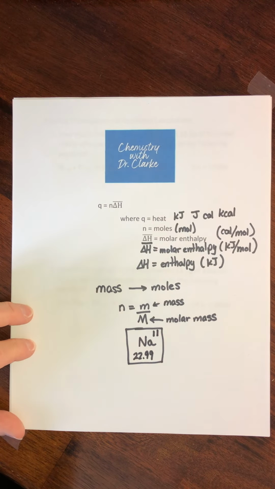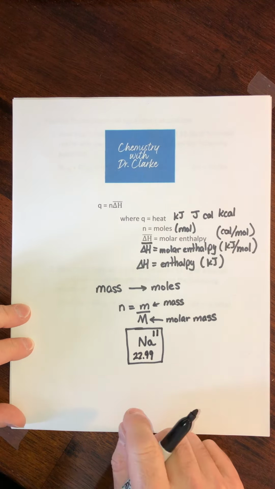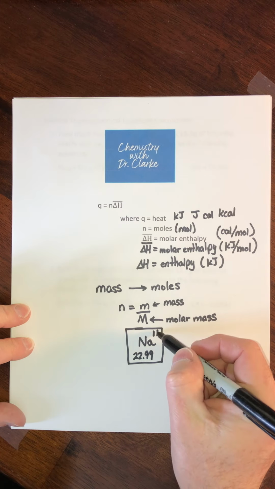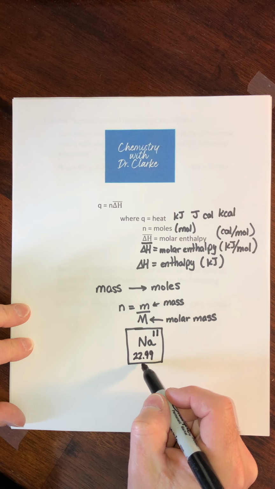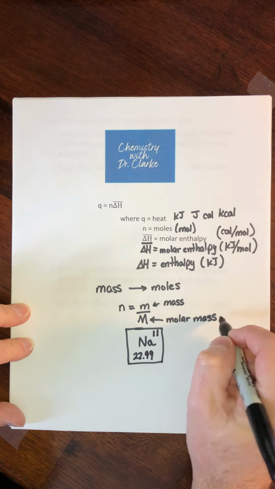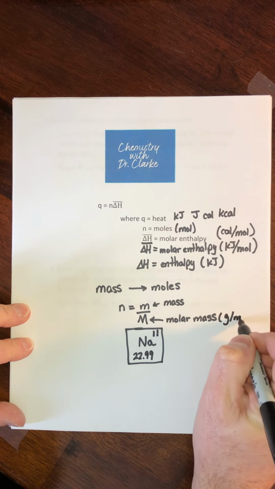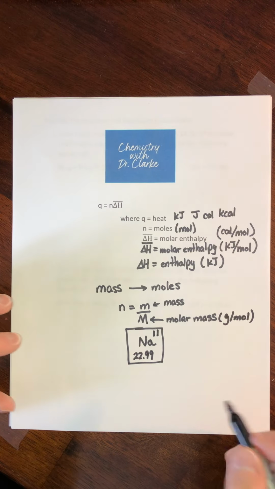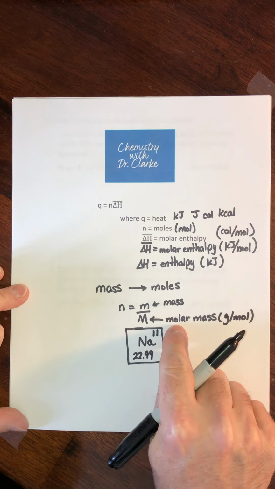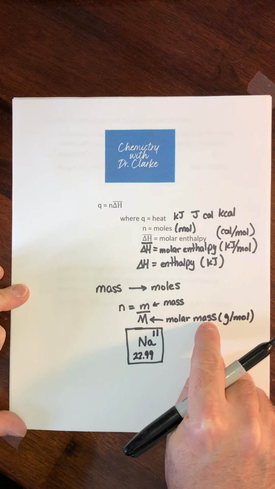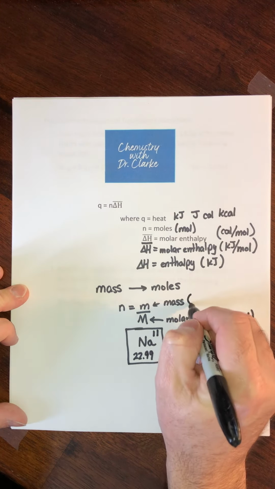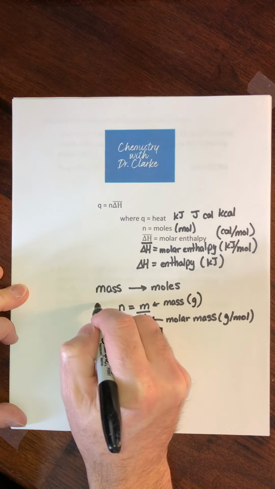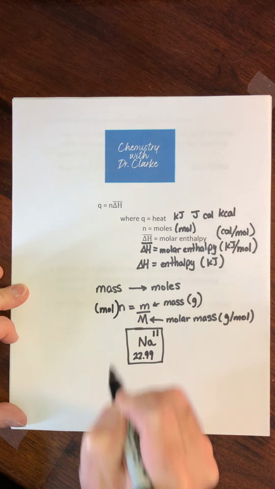But if you have a very simple periodic table, the two pieces of information it'll give you are its atomic number, the number of protons, and your molar mass. And the units for your molar mass will be grams per mole, which makes sense because it's the mass of 1 mole. Your masses will be in grams, and your moles will be in moles.